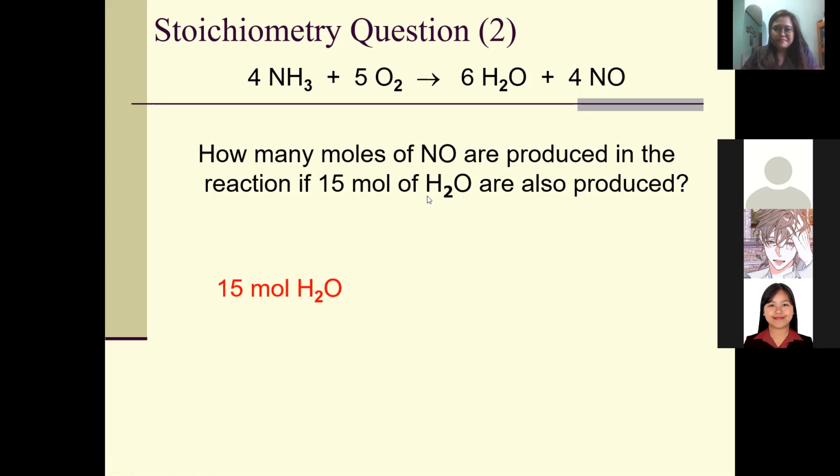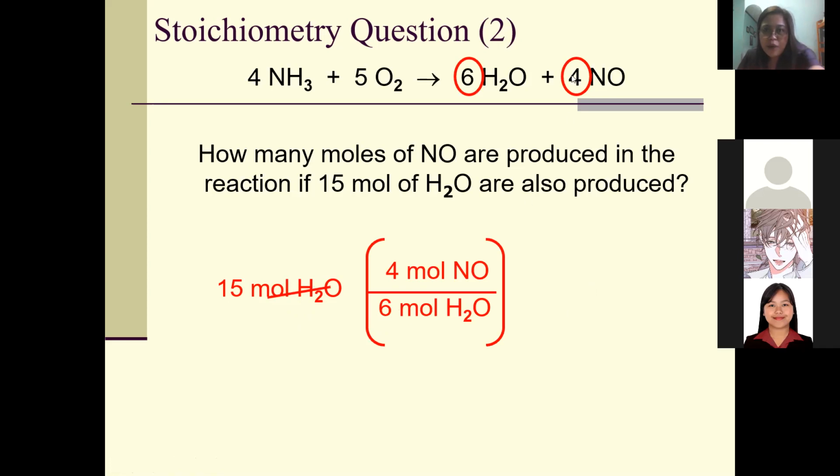You just need the mole ratio here. 15 moles of water, so definitely it goes on the bottom, class. Look at the original equation. With 6 moles of water on the bottom so that it cancels, and we need nitrogen monoxide, so that goes on top. In the equation, when there are 6 moles of water, the nitrogen monoxide produced is 4 moles. So cancel, 15 times 4 divided by 6 is 10 moles. Okay? Questions? Can you follow?